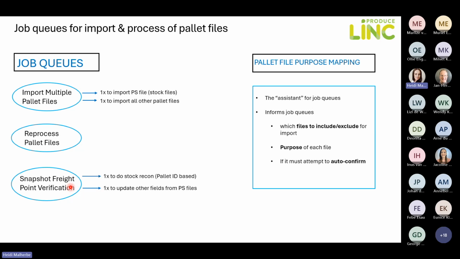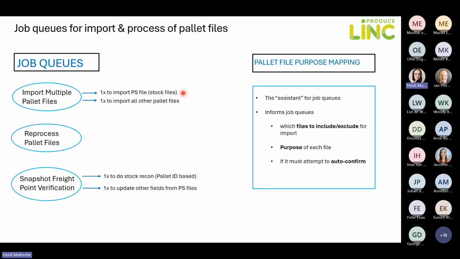Now, you might ask why some of these, we call them code units, must be set up multiple times to deal with all your imports and processing of your files. We can have a look at the first one first. Import multiple pallet files. We typically set this up as two separate job queue entries. There are slight variations or differences between the two, but we split it out into one that deals only with your PS files, that only imports those, and another one that then imports the rest of your files, like your PIs, POs, empty files.